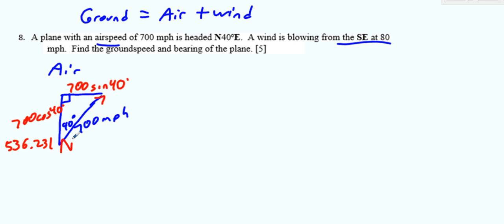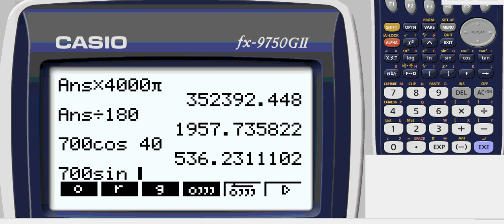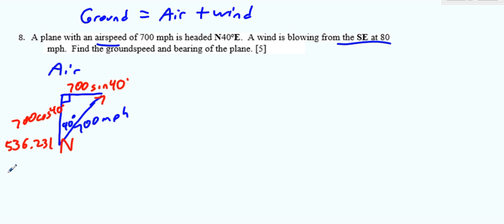And that's in the northern direction, so I'm just going to put a little n next to it. And then we have this east direction of 700 sine 40, which is 449.951. And that's in the east direction.